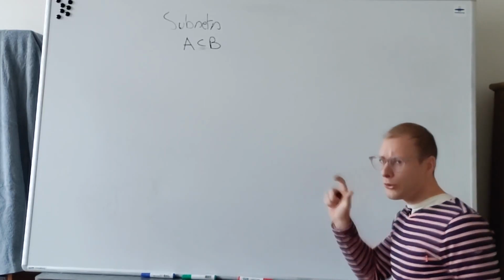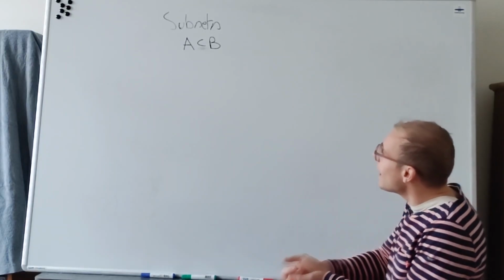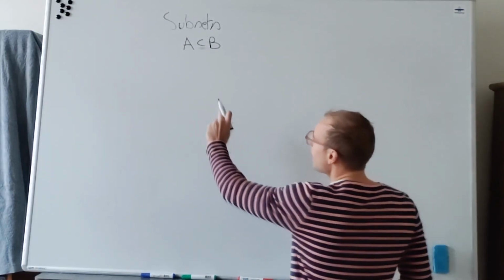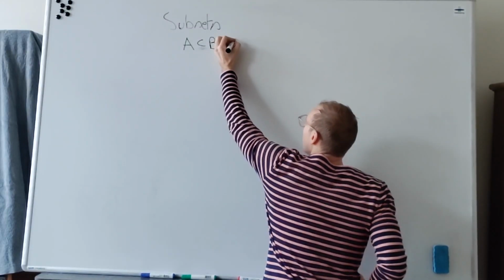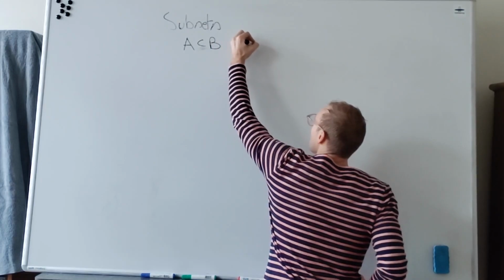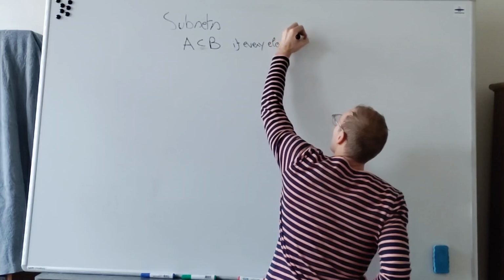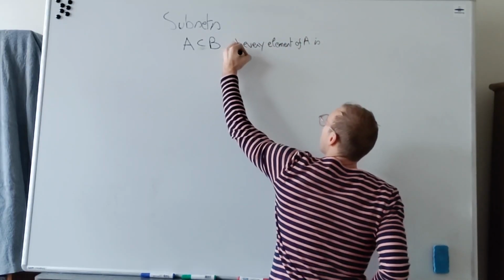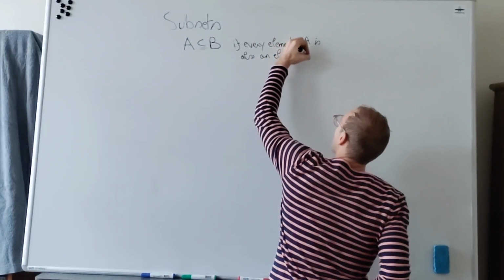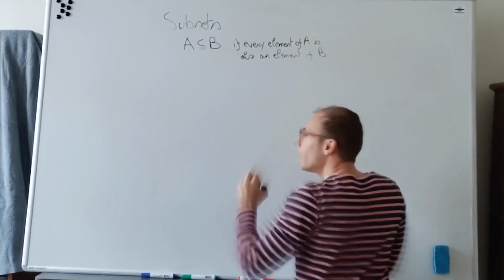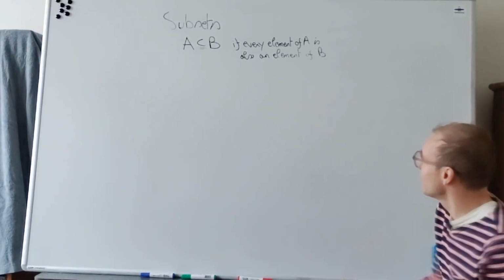So suppose we have two sets which we often denote by a capital letter, so capital letter A and capital letter B. Then we say that the set A is a subset of B. Well, this means that every element of A is also an element of B. So very simple, but what you see is I already need a few words to write this definition down.